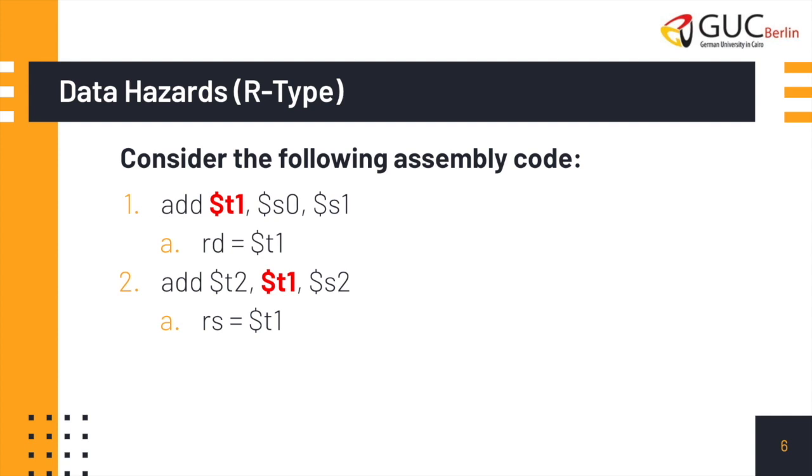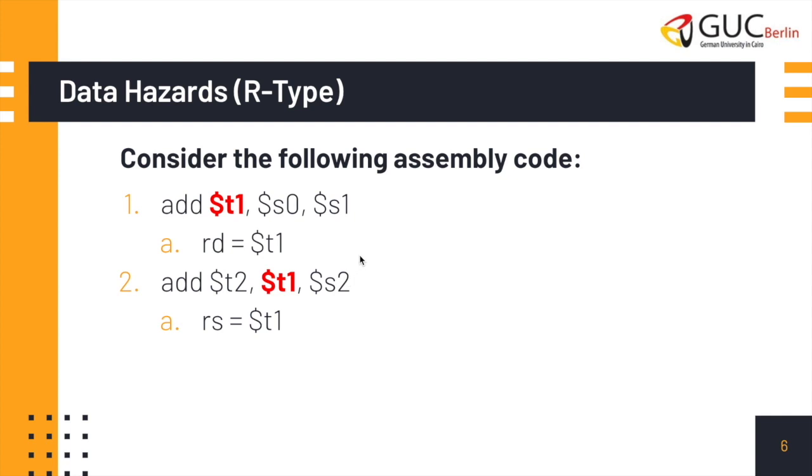So, as I told you, what will happen is that the execute stage of instruction 1 should forward the result of T1 to the execute stage of instruction 2. So if this was at clock cycle 3, the execute of the second instruction will be at clock cycle 4.